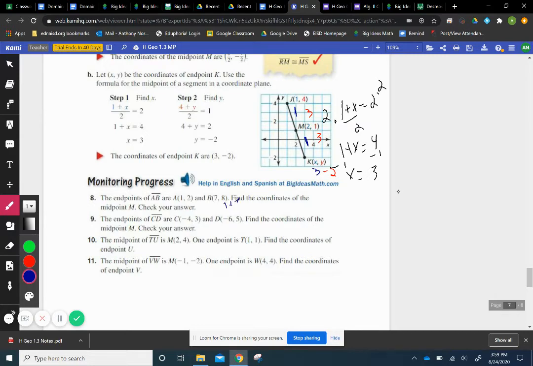So we're going to do the absolutely easiest formula we got. 1 plus 7 over 2, comma, 2 plus 8 over 2, gives us 8 over 2, comma, 10 over 2, which gives us 4, comma, 5 as the final answer.